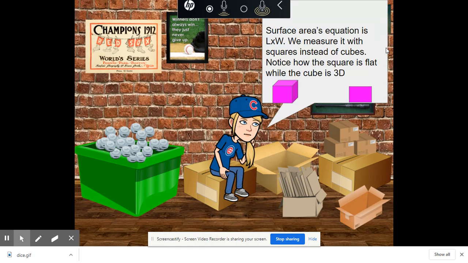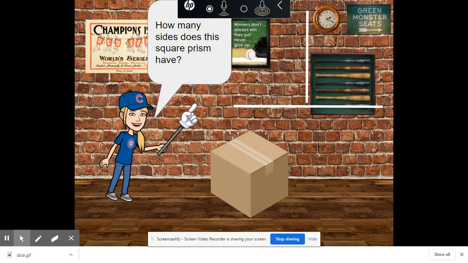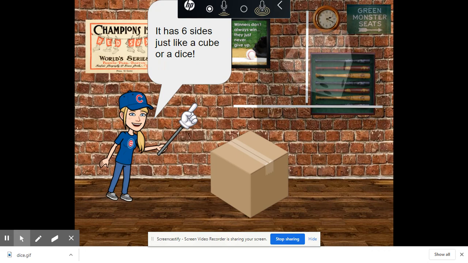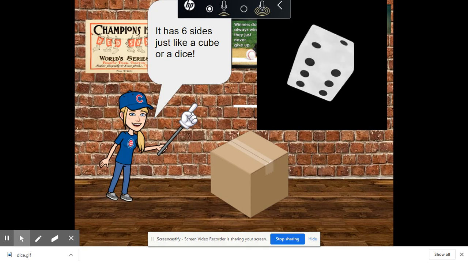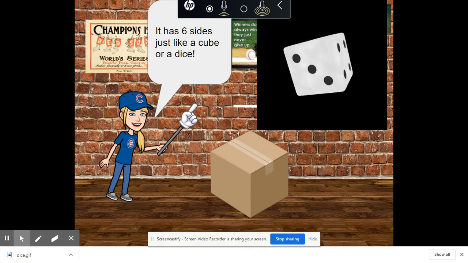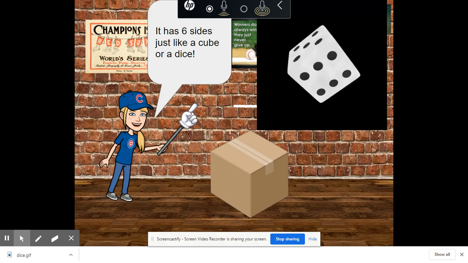Surface area's equation is length times width. We measure it with squares instead of cubes. Notice how the square is flat right here, while the cube is 3D. How many sides does a square prism have? It has 6 sides, just like a cube or a dice. So check out this dice, guys. If you've ever played with a number cube like this, you can count. There are 6 sides.